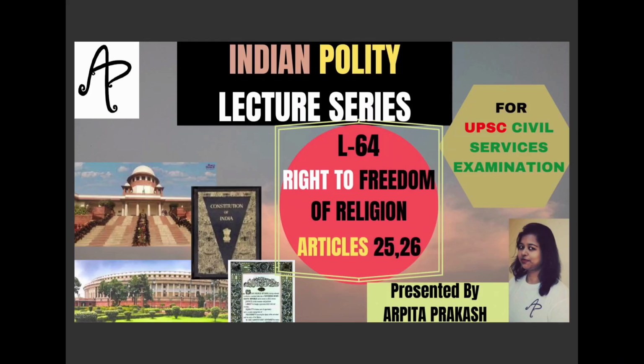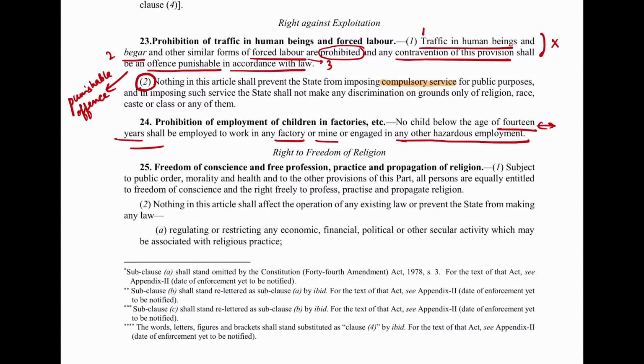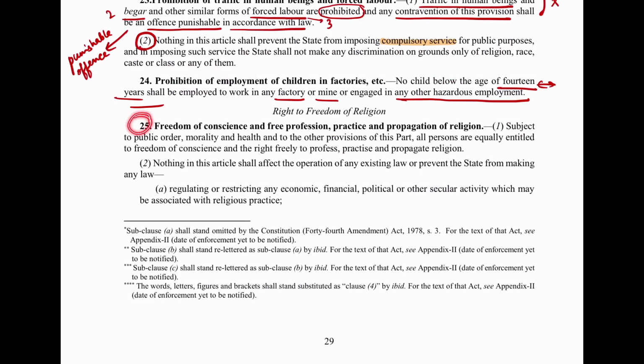It covers actually 4 rights, 25, 26, 27 and 28. But for this particular lecture, we'll cover 25 and 26 and the other two in the next one. Let's read this. The first thing that it says is freedom of conscience and free profession, practice and propagation of religion. So there are certain keywords that you can notice here. One is conscience, another is profession, practice and propagation of religion. Now it has multiple clauses. Let's see clause by clause.